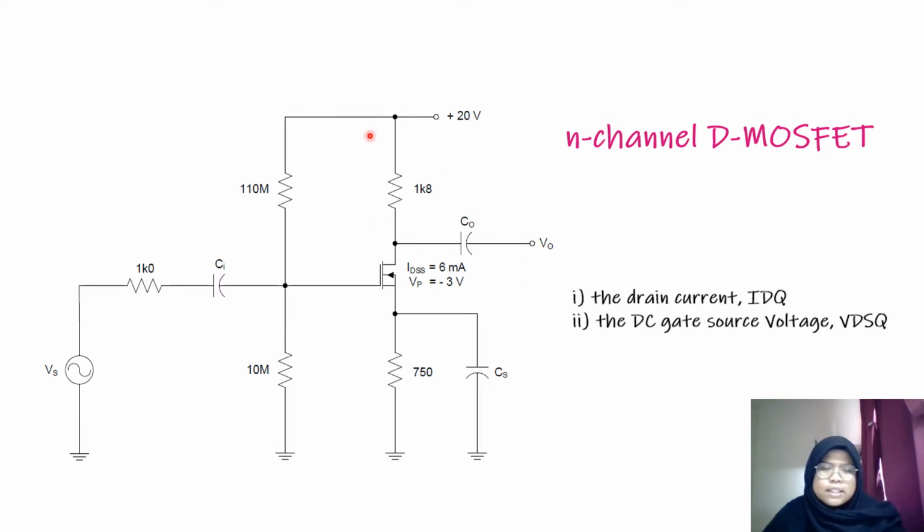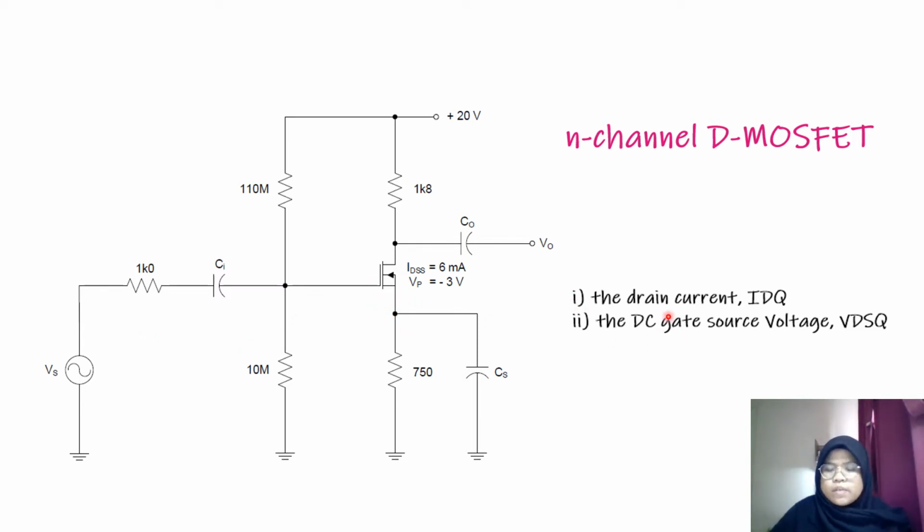So this is the circuit from the question given, and the circuit is a DC analysis circuit. The circuit is also an N-channel MOSFET, because we can see the current is flowing inside. So therefore it's an N-channel. If the current flows outside, it is a P-channel.